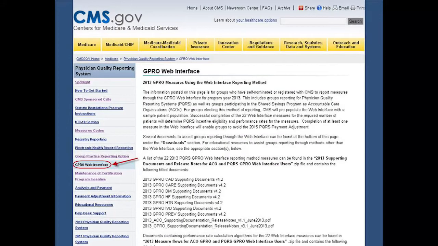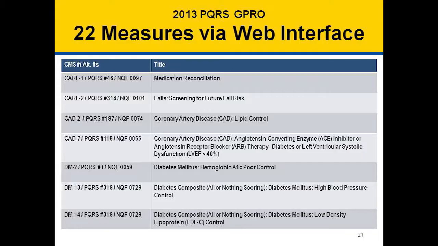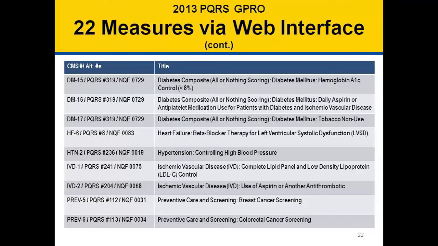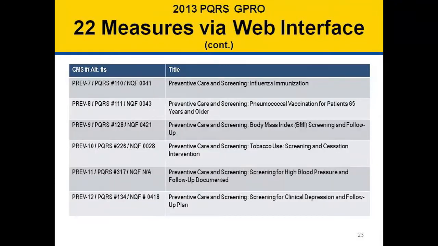This is a screenshot of the GPRO Web Interface site at cms.gov. This slide shows a list of the care measures, coronary artery disease measures, and the first 3 diabetes measures available to you via the web interface. Here are the remaining diabetes measures, heart failure, hypertension, and ischemic vascular disease measures, and the first two preventive care measures. These are the remaining preventive care measures.